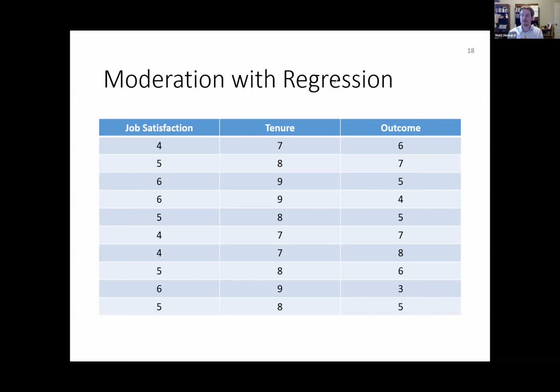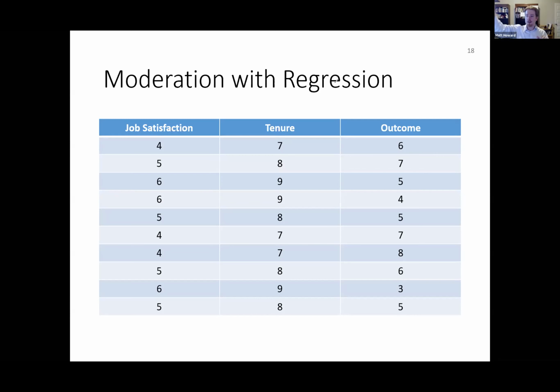With Jamovi, you just have to tell it, I want to run moderation. This is my predictor. This is my moderator. This is my outcome. But this is what Jamovi does behind the scenes. Alternatively, if you're doing moderation with regression in Excel, you have to do this whole process yourself. And you'll see in the guides that if you were to open up the Excel guide versus the Jamovi guide, the Excel guide is going to be a lot longer, because you have to do all these steps yourself, whereas Jamovi does it all for you behind the scenes.